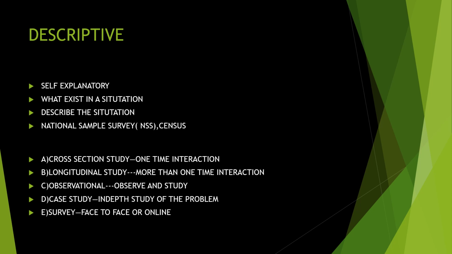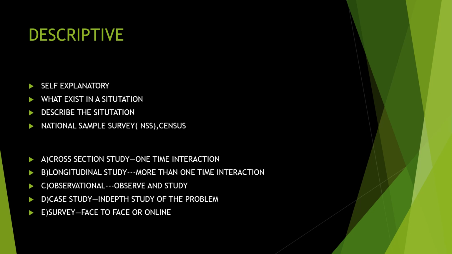Next is observational. Observational means, as I told you earlier, you are going through observations. When you have to study something, you observe things. If you want to study a group of students, you observe them and study about them. That is called an observational kind of study. It comes under the descriptive type of research.